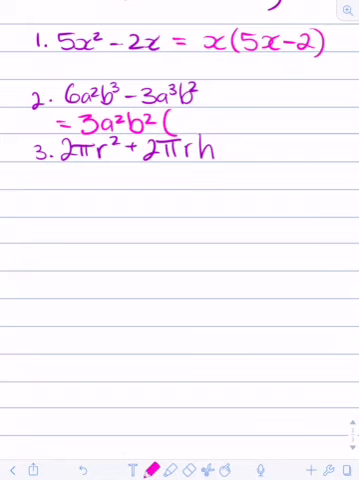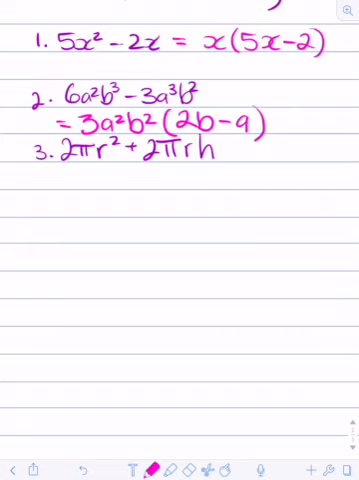Now, what more do I need to multiply that by to get to 6a squared b cubed? Well, I need another 2. 3 times 2 is 6. Do I need any more a's? No, I already have a squared. Do I need any more b's? Yes, I have b squared. I need another b to get to b cubed. Now, 3 times 1 is 3, so I don't need to write that. I have an a squared. I need another a because I need to get to a cubed. And I don't need any b because I already have b squared. So the factorized version of that is 3a squared b squared, open bracket, 2b minus a.